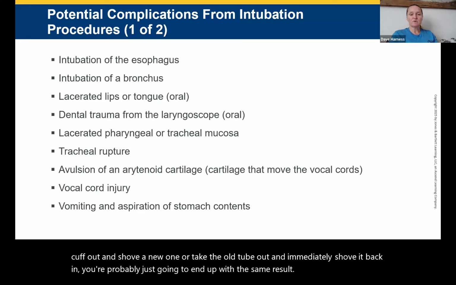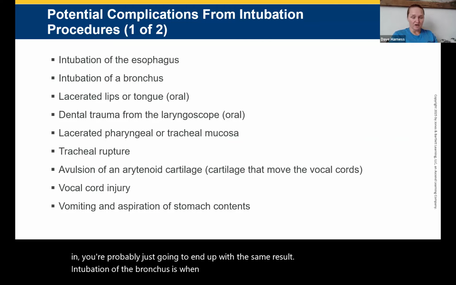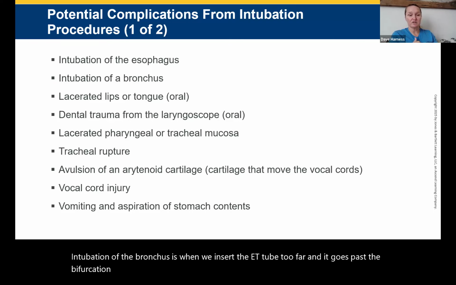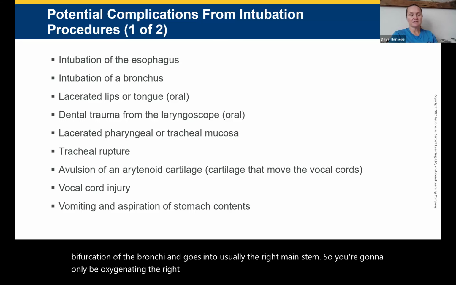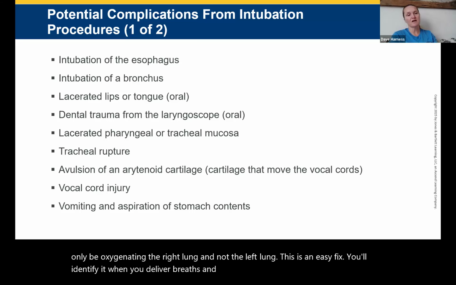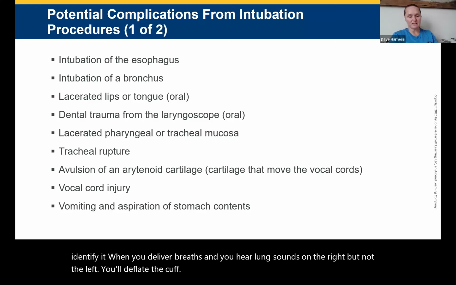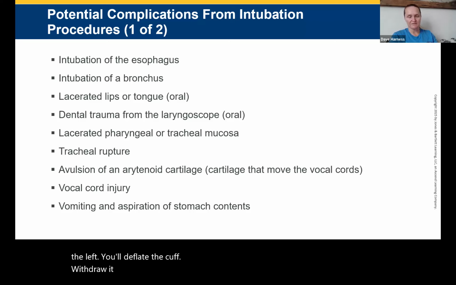Intubation of the bronchus is when we insert the ET tube too far and it goes past the bifurcation of the bronchi and goes into usually the right main stem. So you're going to only be oxygenating the right lung and not the left lung. This is an easy fix. You'll identify it when you deliver breaths and you hear lung sounds on the right but not the left. You'll deflate the cuff, withdraw it 3 centimeters, reinflate the cuff, deliver breaths, and at that point you should hear equal breath sounds.